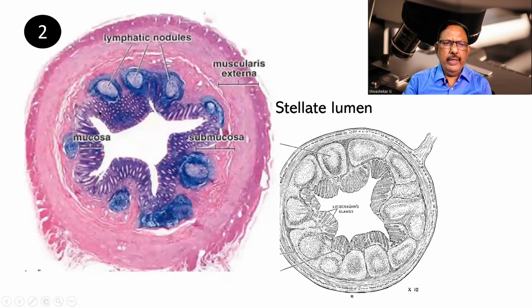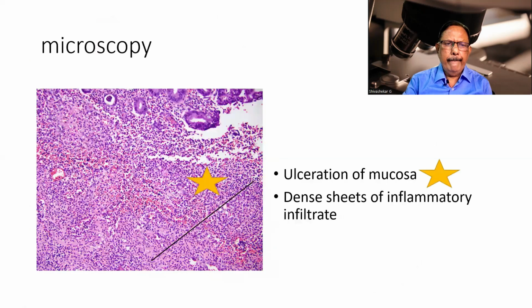Well labeled over here, I am able to see an intact mucosa, lymphoid follicles, and the muscular wall. Now, what happens in our case is there is an ulceration of the mucosa. There are the mucous glands. They are absent over here. This is an ulcer. Region of the ulcer is depicted by the star.